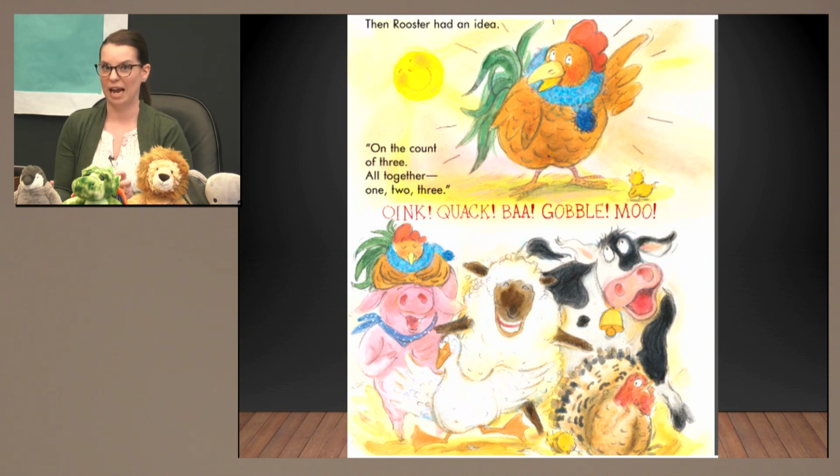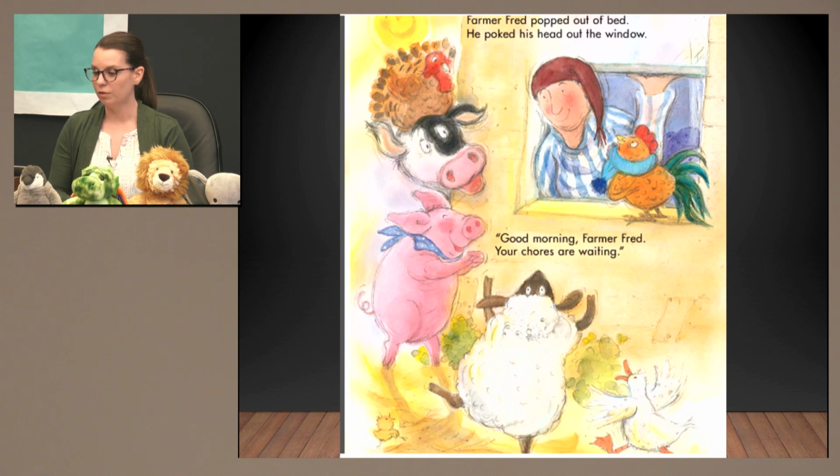Are you ready to see what happens? Farmer Fred popped out of bed. He poked his head out the window. Good morning, Farmer Fred. Your chores are waiting. I noticed that the end doesn't have any repeating words. But is the problem solved? The problem is solved. The animals managed to come together to get Farmer Fred to wake up.